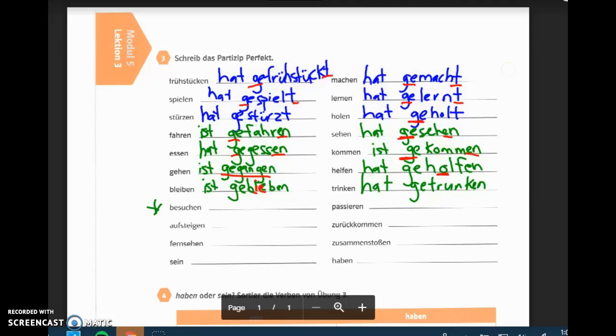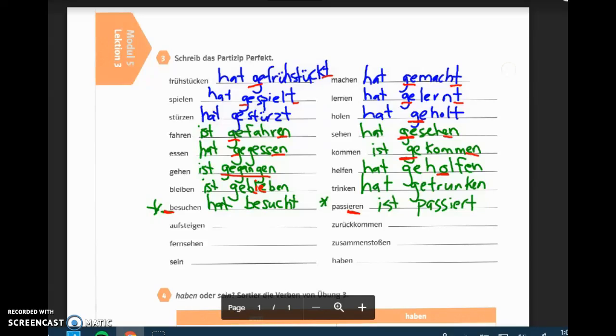Besuchen is the verb to visit. A tip about BE verbs in German. BEs do not add GEs in their past participle form. So it is hat besucht. Passieren, another thing to know about ieren verbs, so we have the BEs are special, and then also the ieren verbs, is that an ieren verb also does not add a GE. So it's ist passiert.